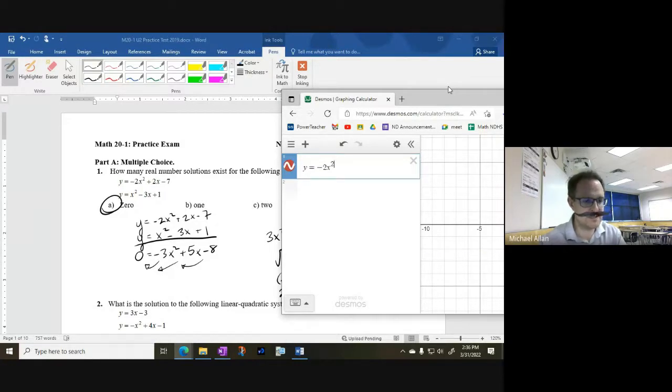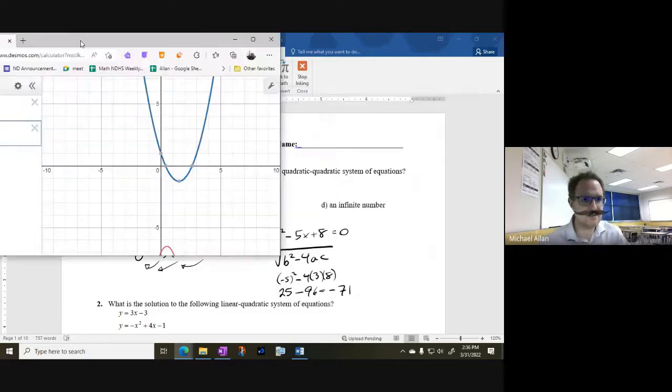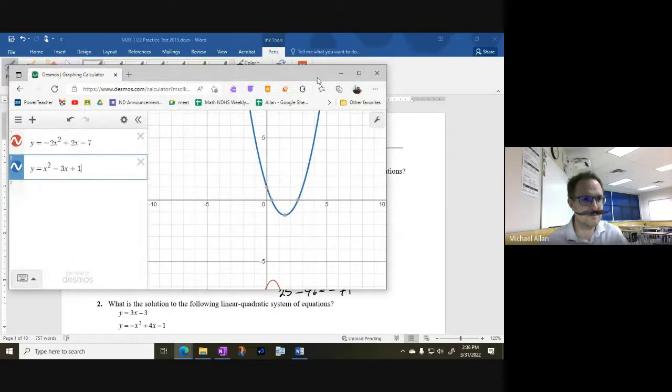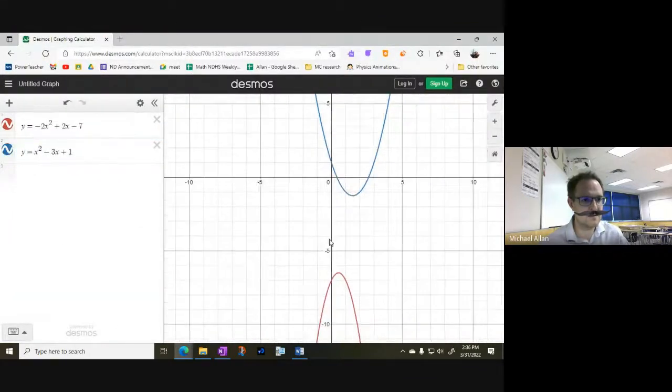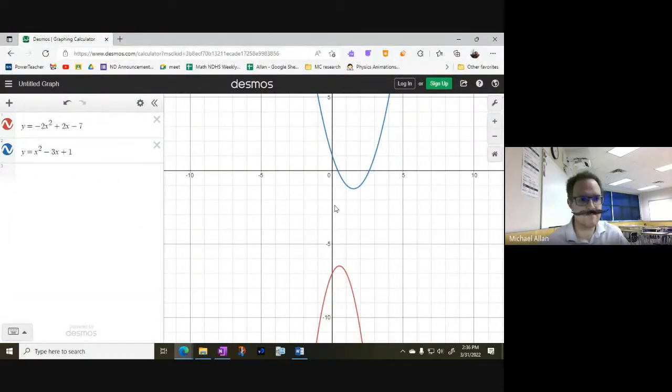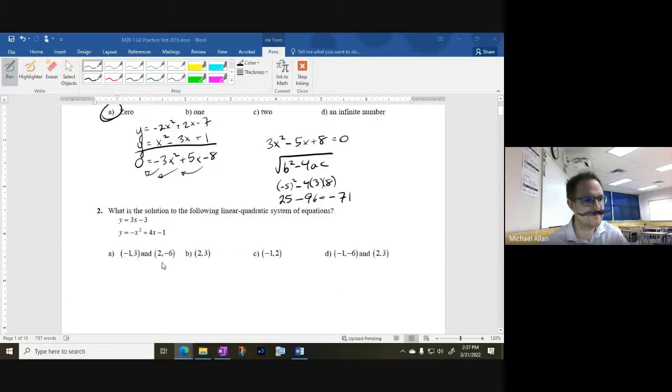But I can see it on my other screen, how many solutions there are just based on looking at the graphs. Let me just type this in really quickly here. So look at my two graphs. There they are, a little bit bigger. They don't cross each other. They don't cross each other, no solutions. I'll just minimize that. We might need that later.